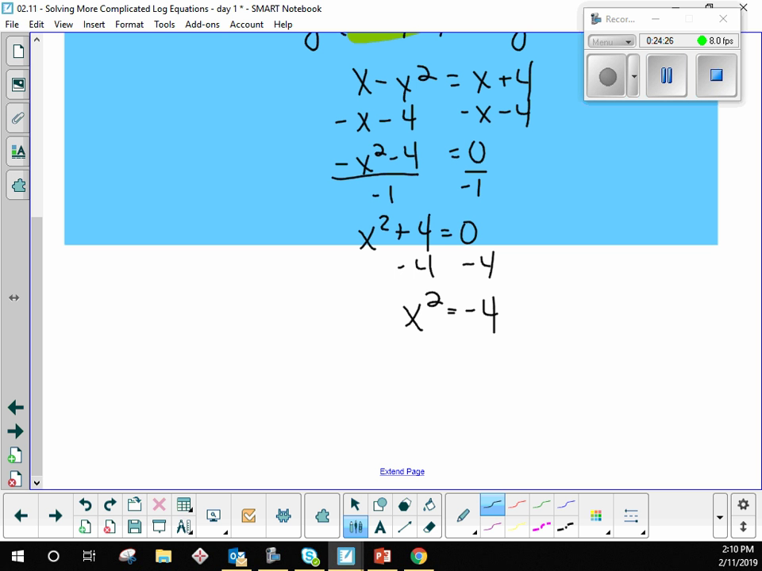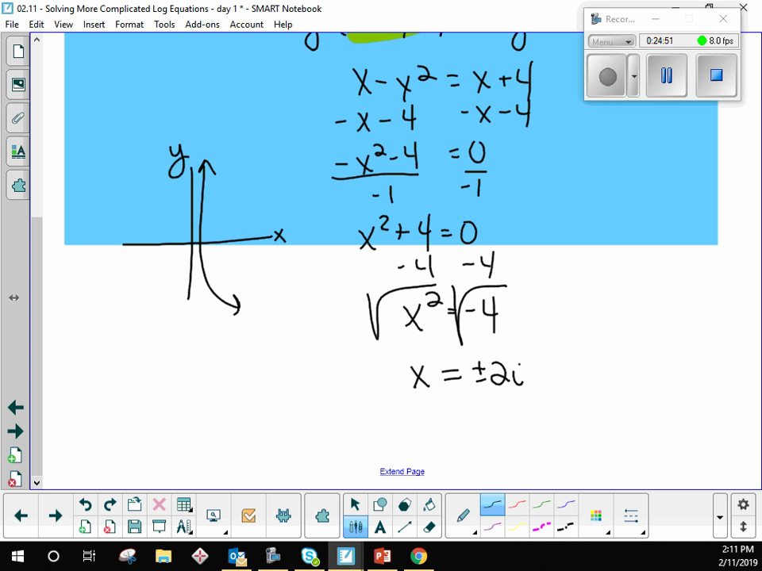What does this mean? No solution, right? Because what do I do to both sides here to solve for x? Square root. We don't take square roots of negative numbers when we're working with real numbers, because this would give me positive negative 2i. But remember, when we're talking about logs, like here's a graph of a log in our xy coordinate plane, this is only real numbers for our domain. 2i doesn't work. So no solution.